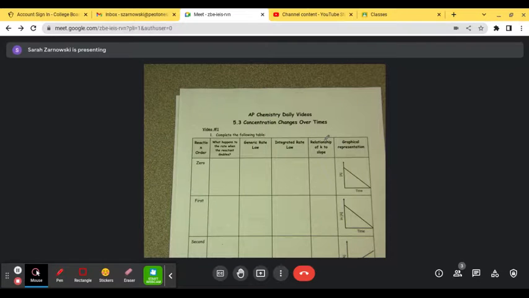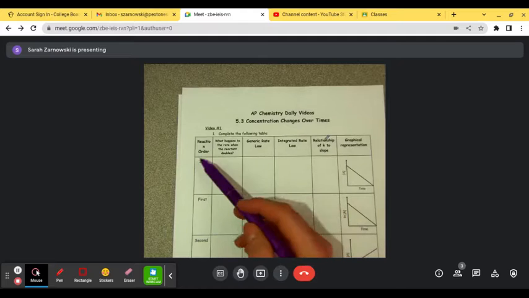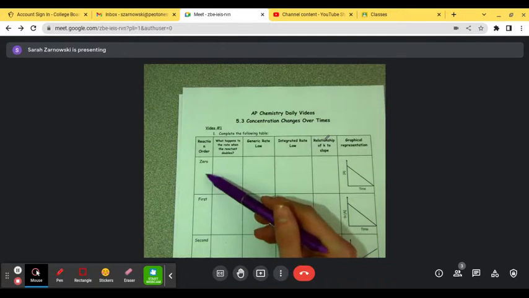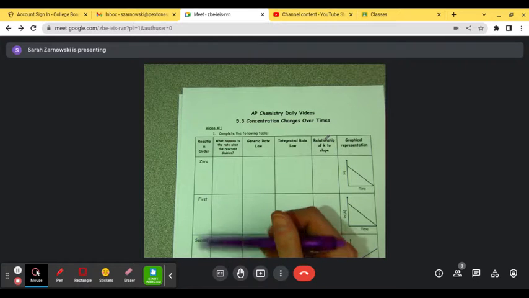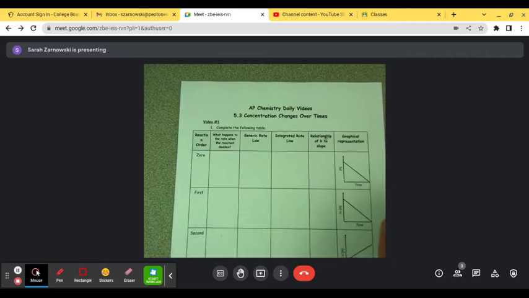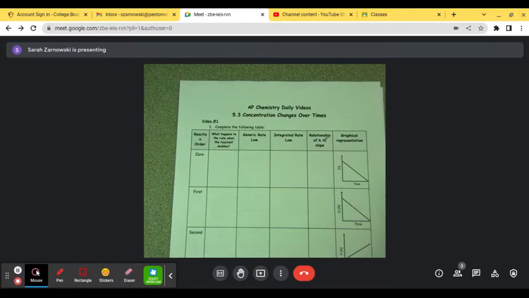Okay, so these are the 5.3 notes. We've been learning that for a reaction, you can have zero, first, or second order, and that describes how fast the reaction is going based off the concentration values. Now, there are graphs that you might be asked to analyze, and so we are going to talk about those.